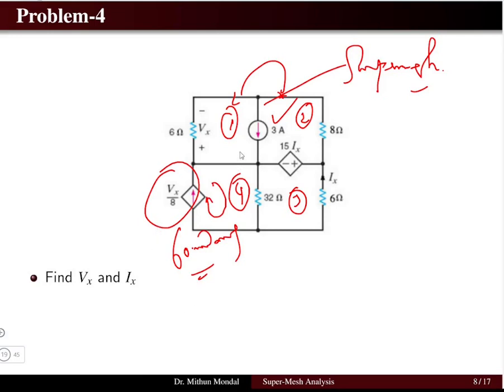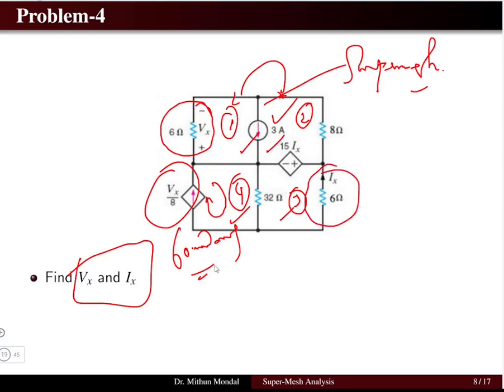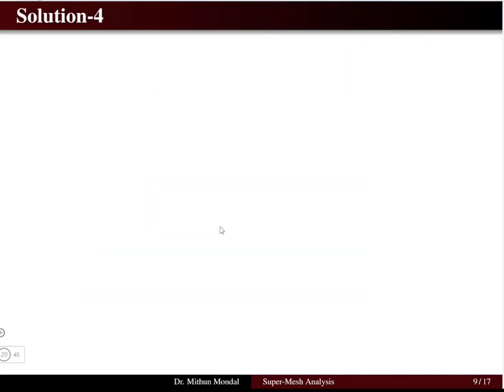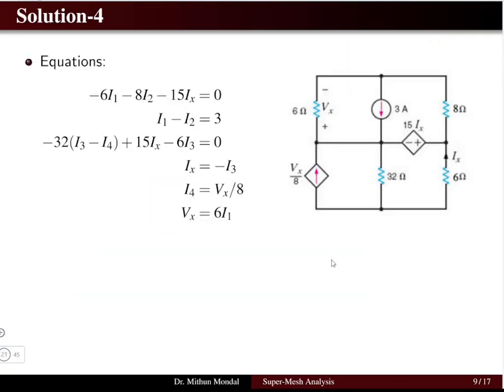Then we have to write the combined equation for mesh 1 and 2, and for mesh 3 and 4 we can write independent equations to determine the variables Vx and Ix, where Vx is the potential drop across the 6 ohm resistor and Ix is the current which is flowing through the 6 ohm resistor. Now the potential direction is given positive here and negative here, so we have to determine the potential following the sign convention. So the solution, let us see it.